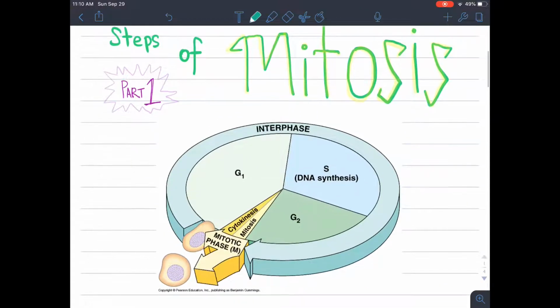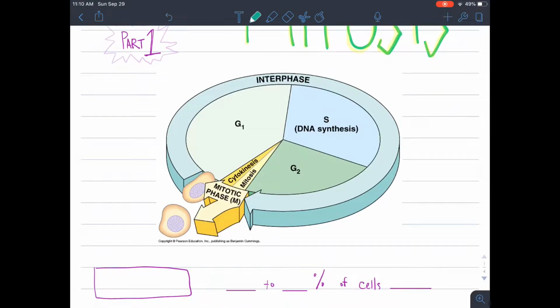The steps of mitosis. Here's part 1. So as we look at this pie chart, you can see that the process of mitosis is really just a small sliver here. And mitosis, the division process, happens in this little set of mitosis. So as we're talking about each step, just realize it takes a very short period of time. It's several different steps, and after mitosis the cell goes through this phase that we call cytokinesis, which is kind of part of mitosis, which is why we say here it's in the mitotic phase.